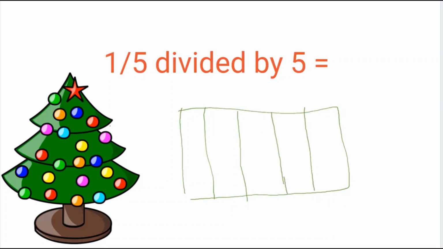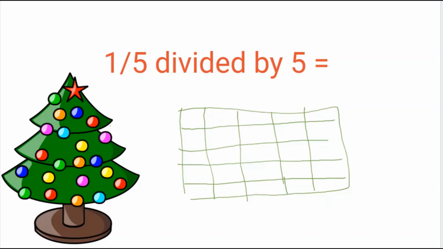So now that our rectangle is divided into 5 parts, you're going to look at your divisor. And you're going to divide the rectangle horizontally 5 times. So 1, 2, 3, 4, 5. Okay, so now you are going to look at your numerator and go into this first row and color all that in. So just color that in.